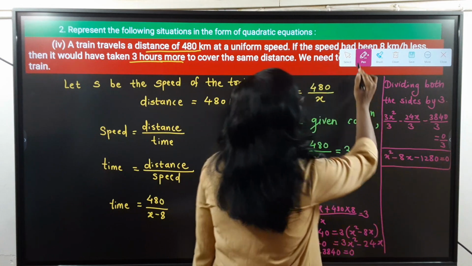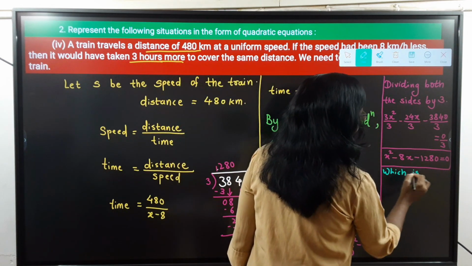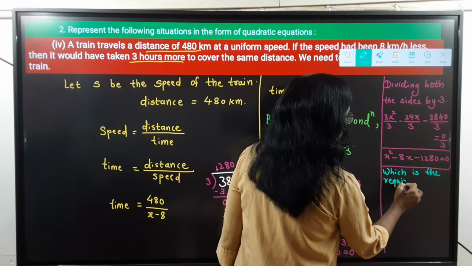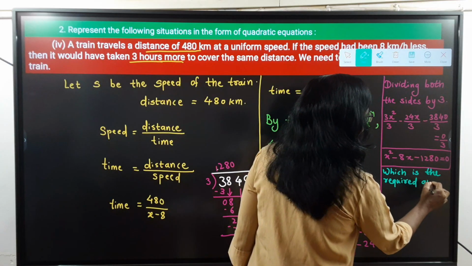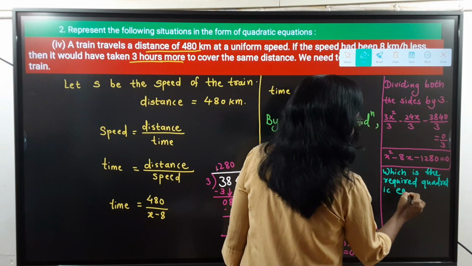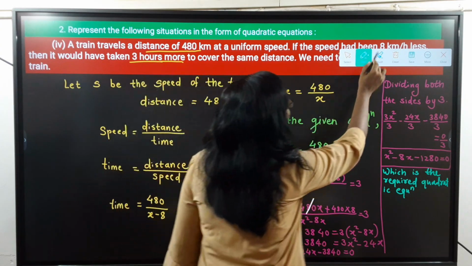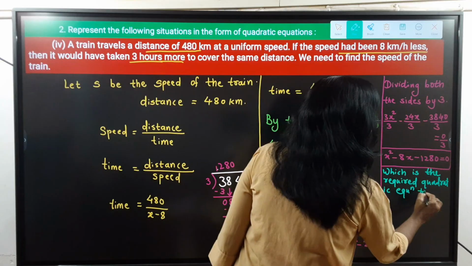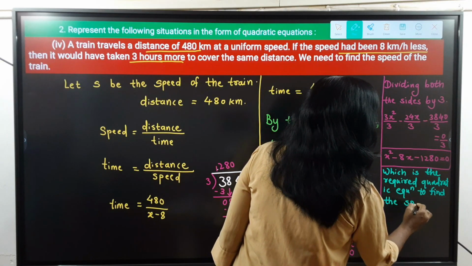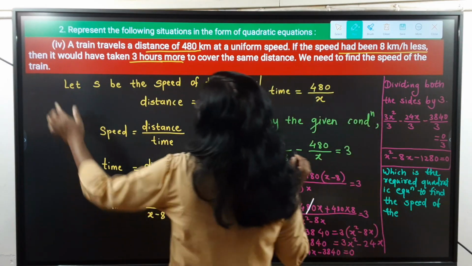So finally we say that this is the required quadratic equation to find the speed of the train.